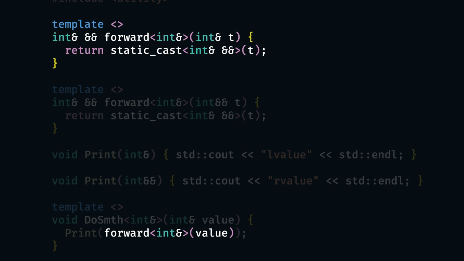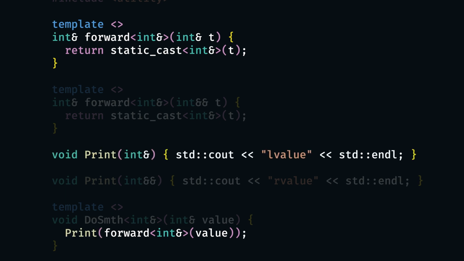We then return T double ampersand from the forward function, which means that we return int ampersand double ampersand, which again collapses to int ampersand. Which means that we get an lvalue reference out of our forward function, and the compiler picks the first overload of our print function and prints lvalue.